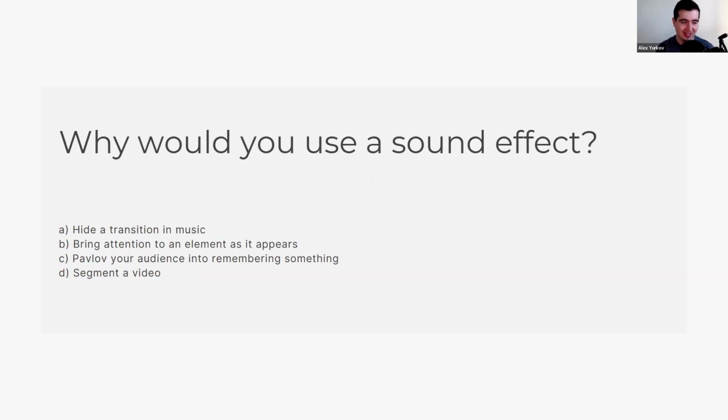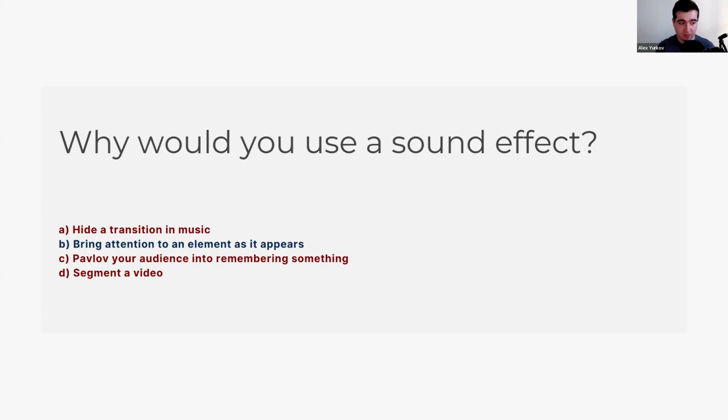Toby, do you know the answer to this one? I would say B, bring attention to an element as it appears. Absolutely, yeah. So that's the best way we want to use sound effects. Hiding transitions, probably not, because that would bring more attention to the fact that something changed. Pavlov, I don't know. We're not psychologists, but I guess that could theoretically happen if it's a long enough video. Segment, not really, because it should be a smooth transition to your next segment.